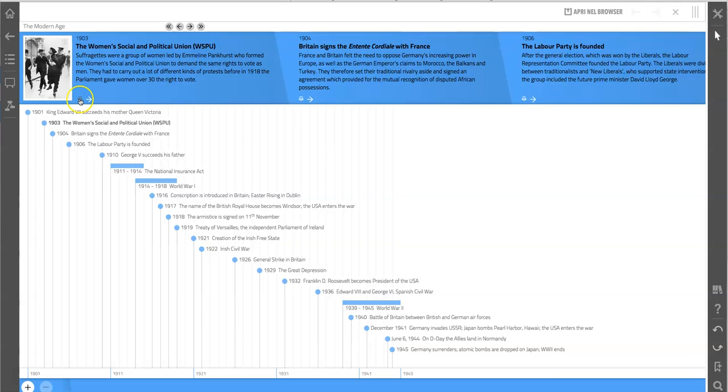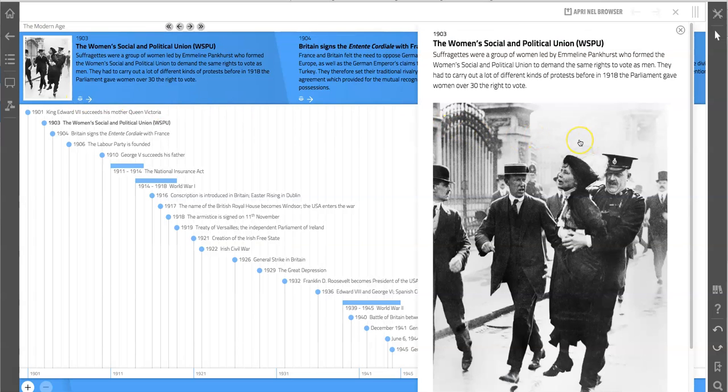The next event, the Women's Social and Political Union, called the WSPU. The suffragettes movement was created during this period in 1903. Suffragettes were a group of women, and their leader was Emmeline Pankhurst. They formed the Women's Social and Political Union in order to demand the same rights to vote as men.